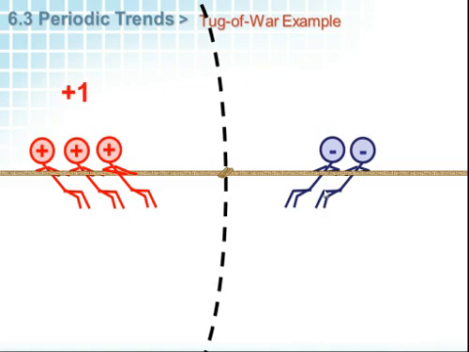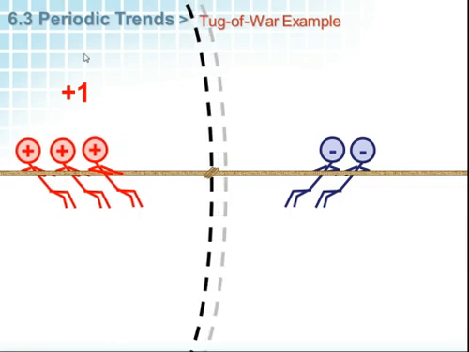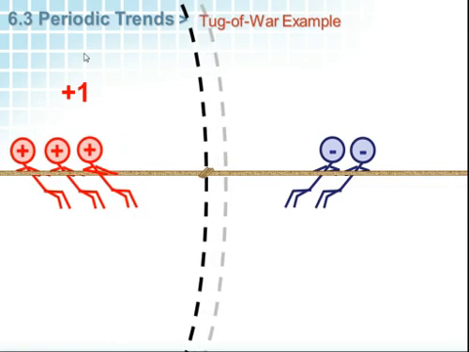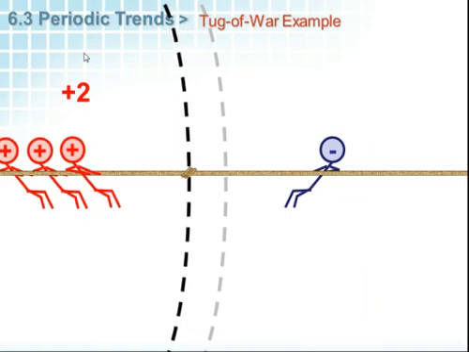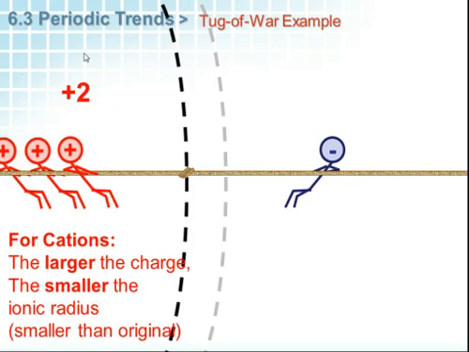If I take someone away from the electrons team and all of a sudden I have a +1 charge, well, now they're going to be able to pull that shell even closer to the nucleus. Okay. And if I did it again, I took another guy away, I have a +2 charge, well, obviously they're going to be able to pull even further in. So for cations, the larger the charge, the smaller the radius, because those protons are able to pull that electron cloud back in towards the center.